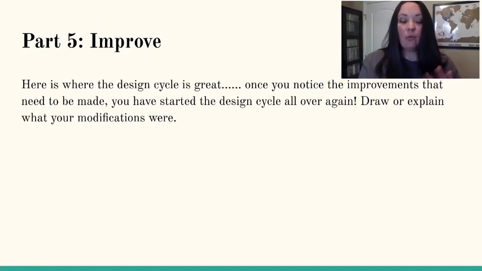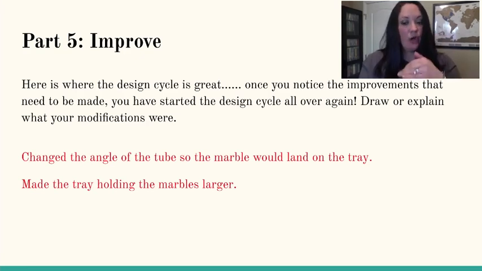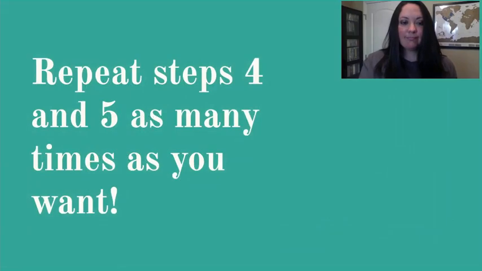So below or in your packet, you can draw or explain the modifications that you've made. Now, for example, I've changed the angle of the tube so the marble's actually going to land on the tray instead of shooting over. I've made the tray holding the marbles even larger, so in that way it wouldn't shoot off. Now you can repeat steps 4 and 5 as many times as you want.